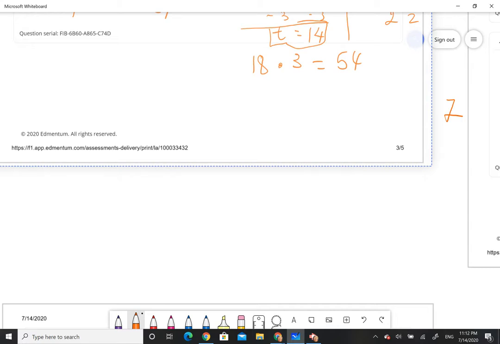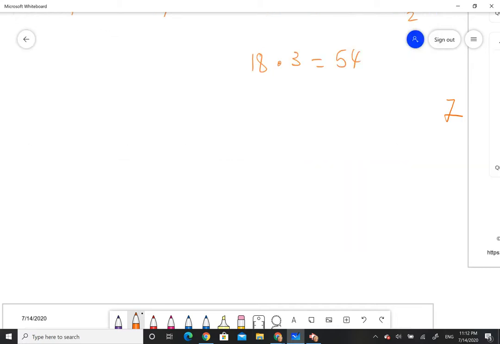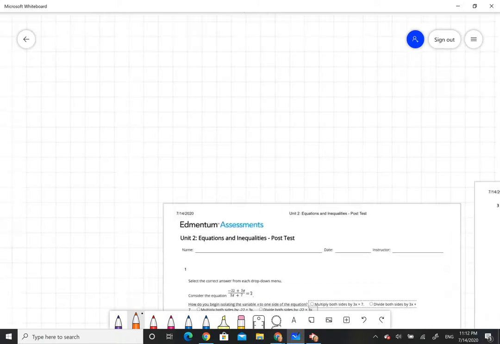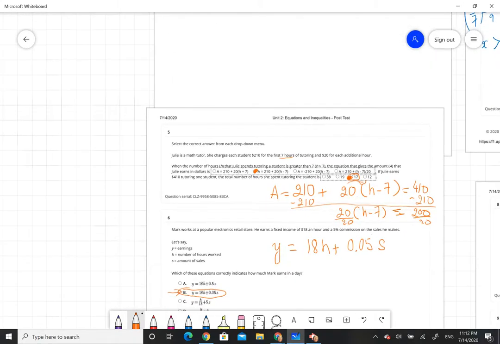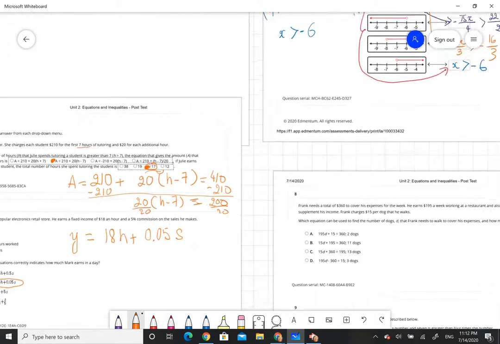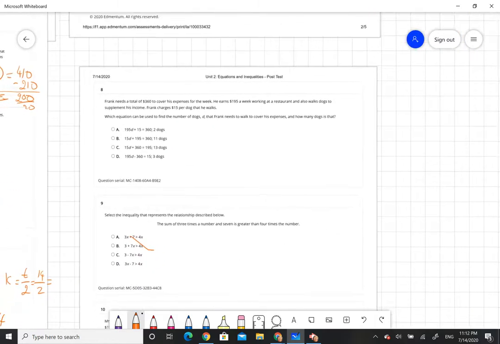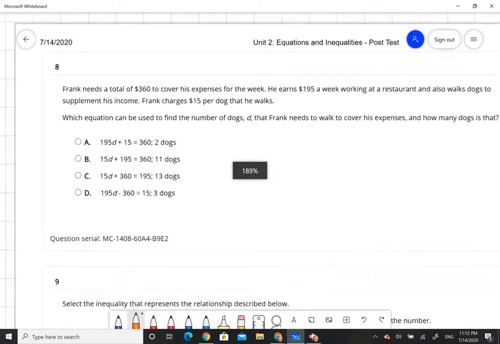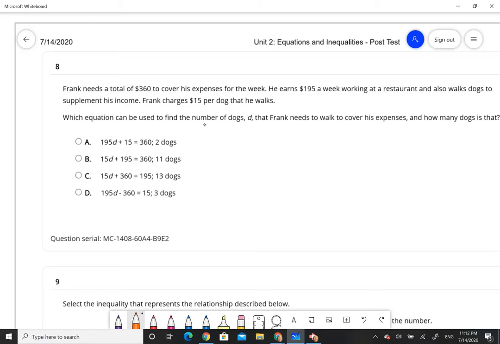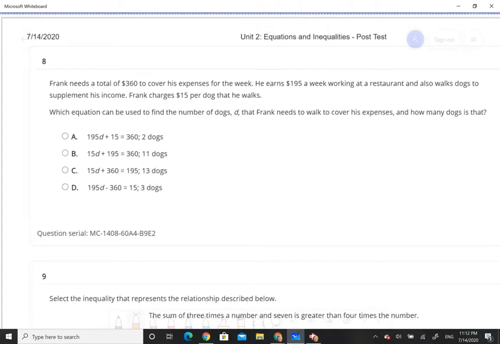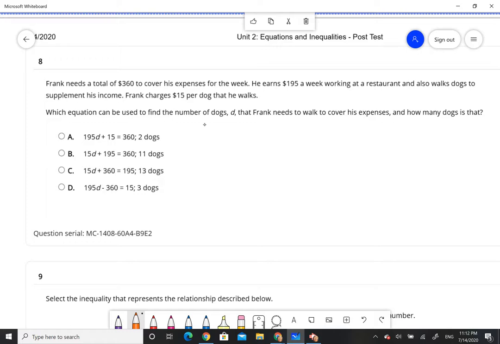Let's go with number 8 here. Frank needs a total of $360 to cover his expenses for the week. He earns $195 a week working at a restaurant and also works walking dogs to supplement his income.